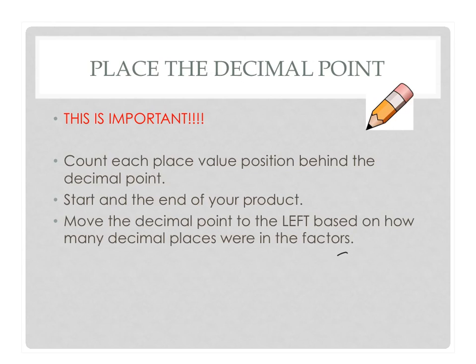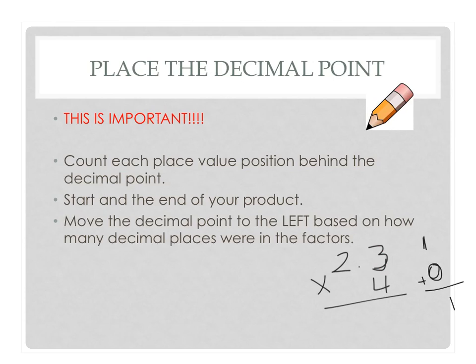If I have something like 2 3/10 times 4. In the factor 2 3/10, I have 1 place value behind the decimal point. In the number 4, it's a whole number. I don't have any place value positions behind the decimal point. So here I have 1. Here I have 0. That's a total of 1.